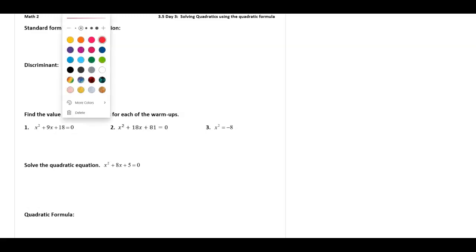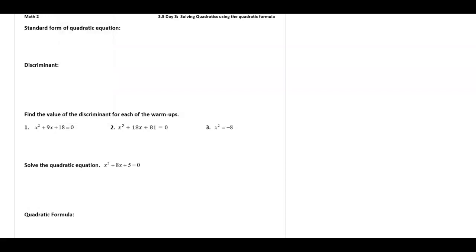So today's lesson is on the quadratic formula. And again, it looks real intimidating, but for the most part, it's pretty straightforward. So the standard form of a quadratic function is ax squared plus bx plus c equals 0.